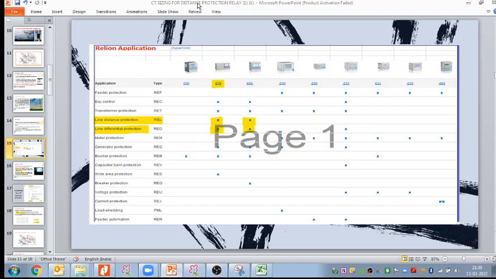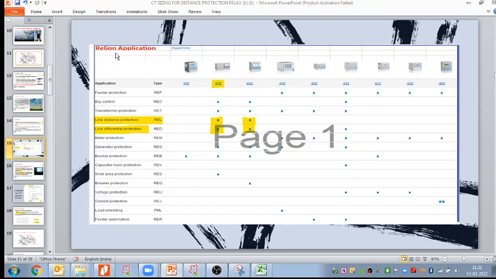Yeah, in Schneider we have P543 and P546. Correct, Somya? In Schneider we have this. In ABB we have RED670. Okay, so let us take this one. Please do not think that you are not a protection engineer, so you cannot understand this. I'm trying to keep it very simple and anyone can understand.